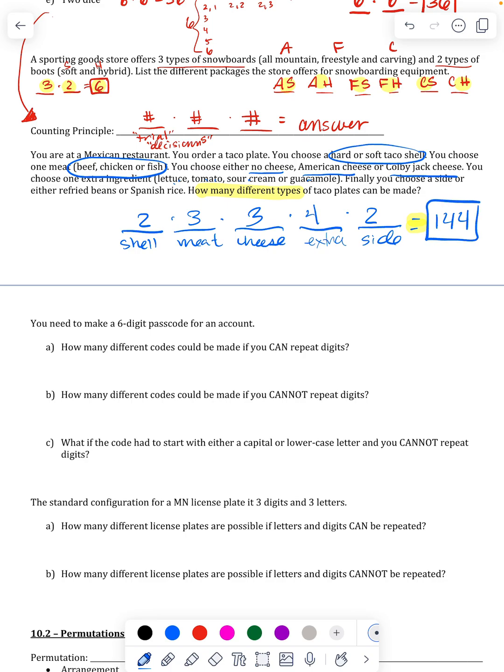But that is the fundamental counting principle: you make a space for each decision and then put in there how many choices you have for each one.